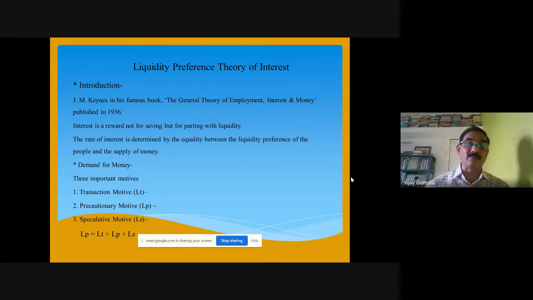Liquidity preference means demand for money. According to John Maynard Keynes, the demand for money, that is, the desire to hold money in the form of cash, is determined by three important motives. It means money is demanded for three important motives. One, transaction motive. Two, precautionary motive. And three, speculative motive. Liquidity preference is the sum of demand for money for transaction motive, precautionary motive, and speculative motive.